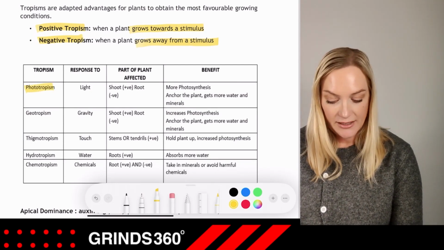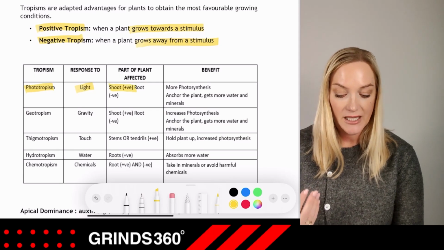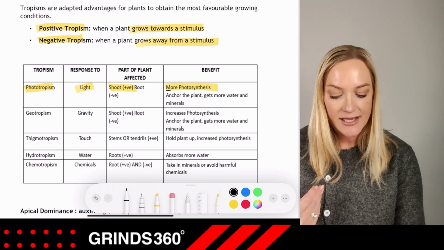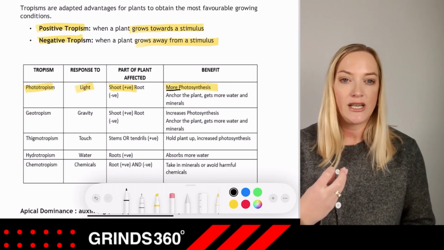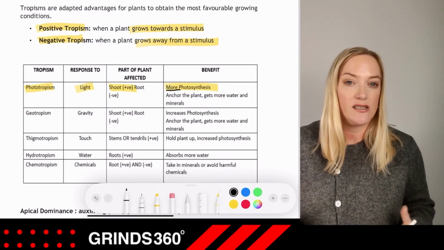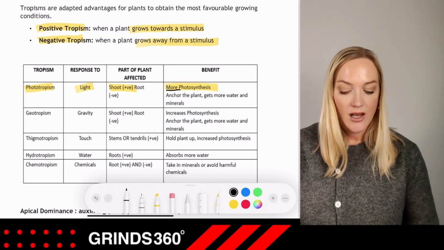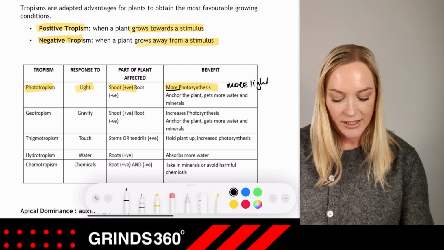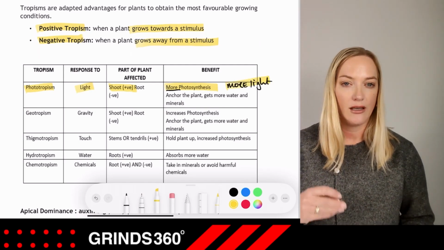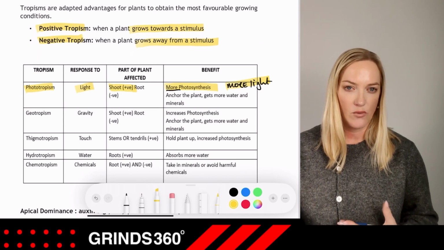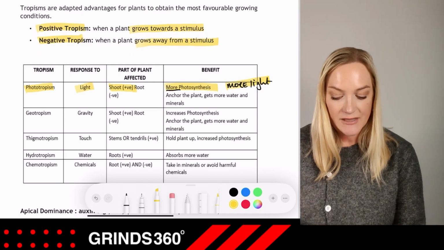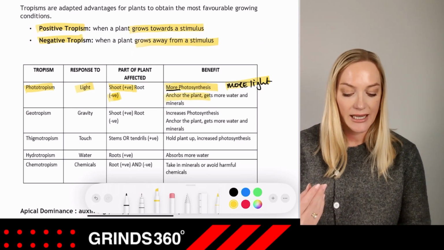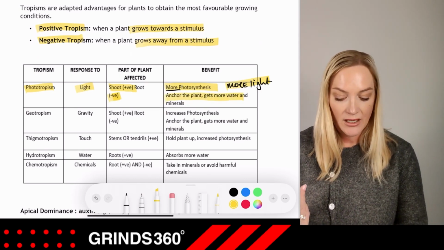Phototropism is a response to light. A positive phototropism is that more photosynthesis will take place. And I'm emphasizing the word more. If you don't mention more, we're not going to get the mark. So if you just mention photosynthesis, we're not getting the mark. So more light is another answer here. So you can get more light to make more food. The more food is more photosynthesis. A negative response of phototropism is that it'll anchor the plant, it'll get more water and more minerals.